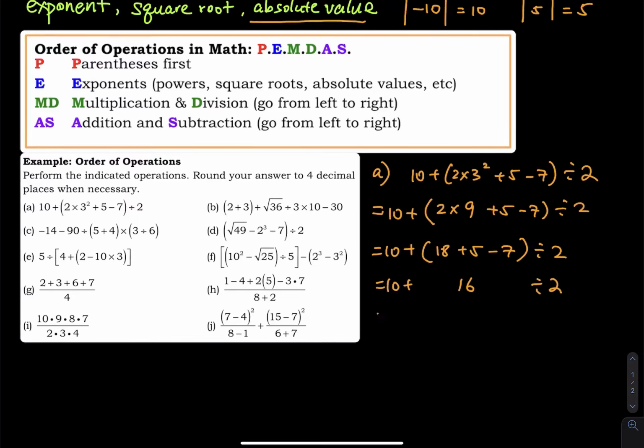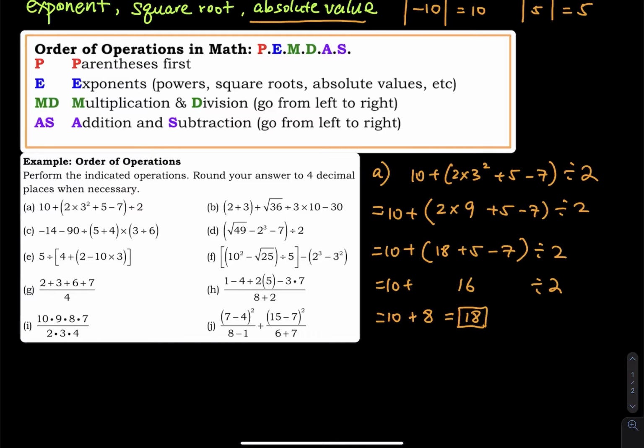Should I just add the 10 and 16? No. We have plus and division. Division has higher priority, so you do division first. So 16 divided by 2 is equal to 8, and then you add them. 10 plus 8 is equal to 18. So that's how the order of operation works.